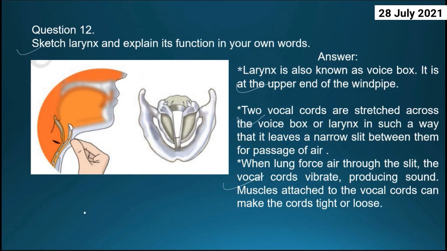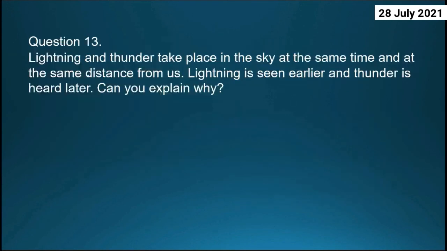The last question now is question number 13. Lightning and thunder take place in the sky at the same time and at the same distance from us, right? Lightning is seen earlier and thunder is heard later, right? Okay, these first two sentences you need not bother about so much. We are not sure that lightning and thunder take place at the same time, or at the same distance from us. But however, we have always seen that lightning is seen first, which is followed by a sound.